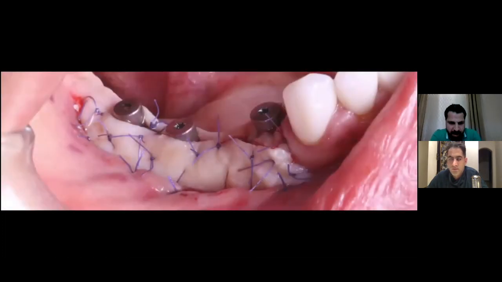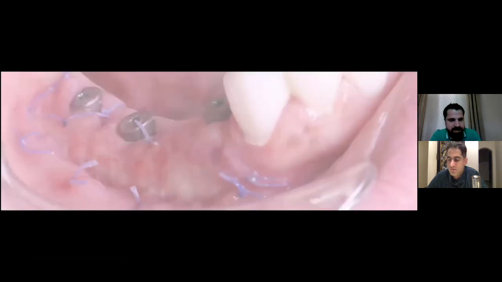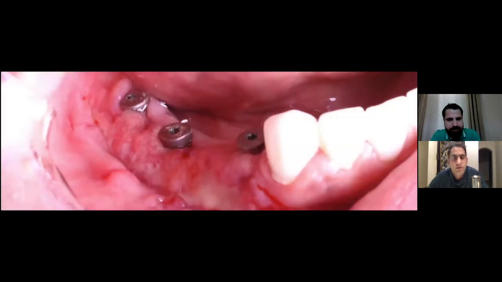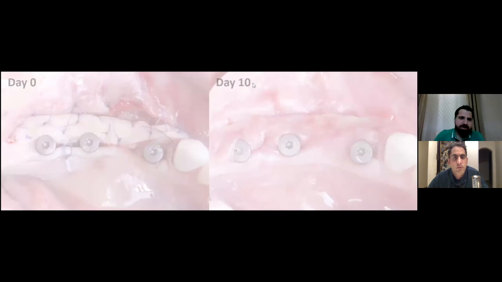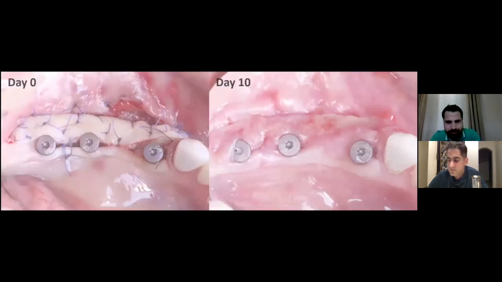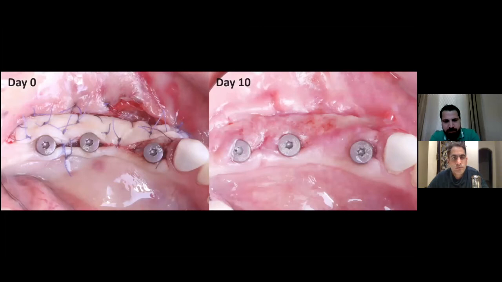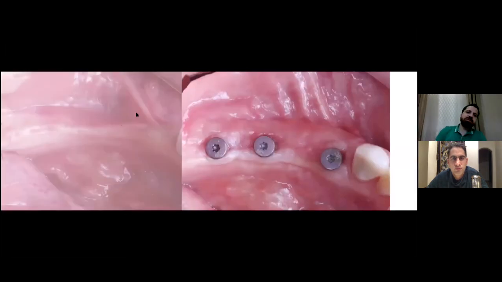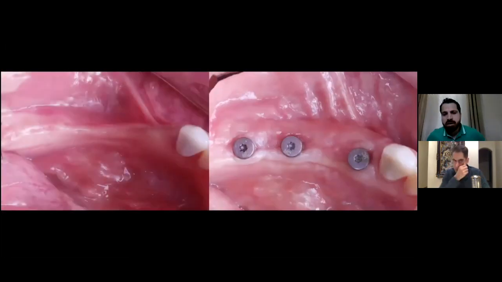So this is the case at the day of grafting. And this is at the suture removal. After removing stitches, this is at day zero. This is at day 10. And this is at day 20. And this is how the case was. And this is how it became.